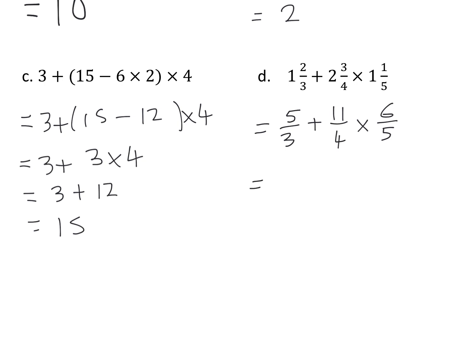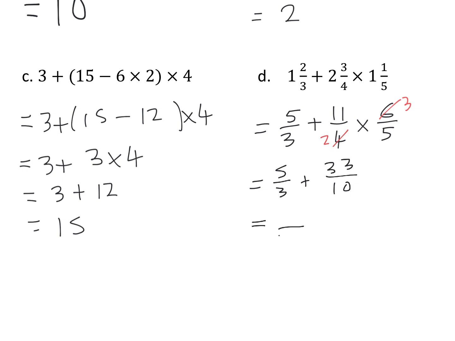Then, there's an addition and a multiplication, so we should do the multiplication first. So we can write down the 5/3, plus, and then we can multiply that by, well actually we can cancel down first. We can cancel down the 6 and the 4 can be divided by 2. So when we do the multiplication, it's 11 times 3, which is 33, and 2 times 5, which is 10.